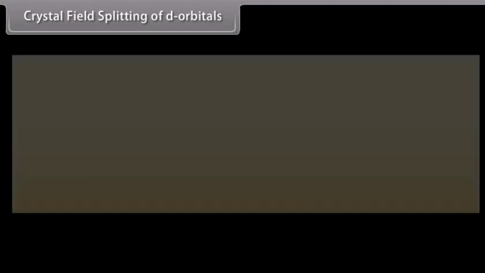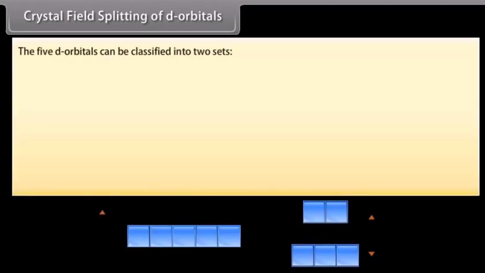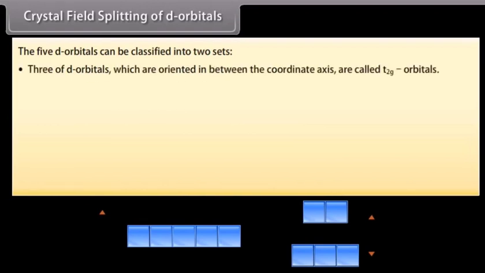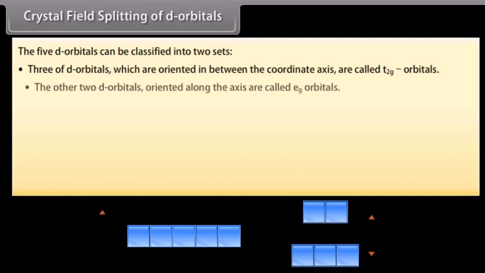Crystal field splitting of d orbitals. The 5 d orbitals can be classified into 2 sets. 3 of the d orbitals which are oriented in between the coordinate axes are called t2g orbitals. The other 2 d orbitals oriented along the axes are called eg orbitals.